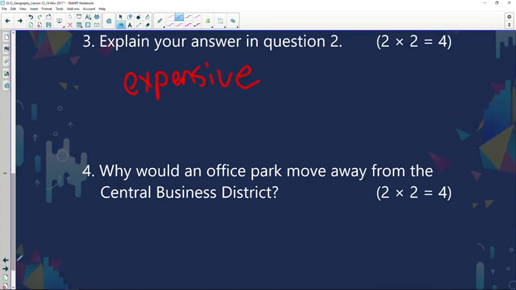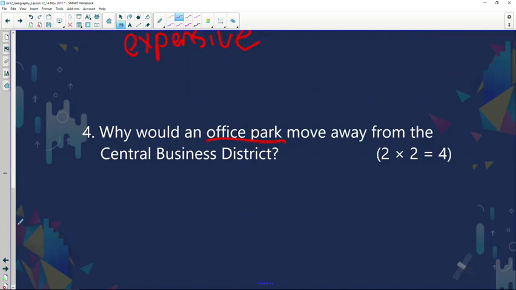Now, why would an office park, for example, move away from the central business district? We discussed it already. The land is cheaper. As soon as you move away from the CBD, it becomes a little bit cheaper. And because of the high density of people, there's a lot of congestion. The pollution levels are high, especially noise pollution. So people tend to move away from the CBD to save some money, and because of the amount of pollution that they experience. And once again, because of the congestion, it's much easier to find parking outside the CBD than inside the CBD.